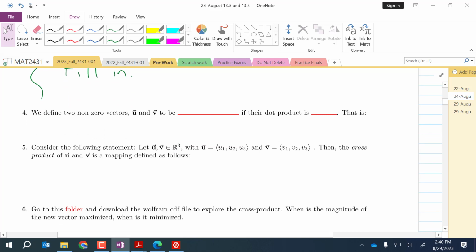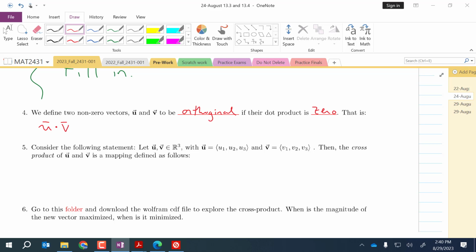We define two non-zero vectors to be orthogonal if their dot product is what? Zero. If the dot product is 0. Put another way, if I take u and dot it with v, and I get 0, then I know that they are orthogonal.